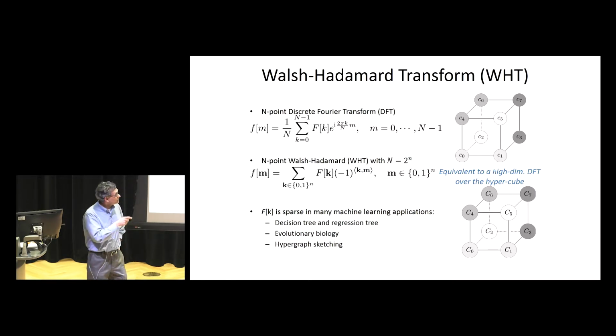And the spectrum, the Boolean spectrum, turns out to be sparse in many important machine learning applications like decision trees, regression trees, evolutionary biology, and hypergraph sketching. So I'll give you an example with hypergraph sketching.